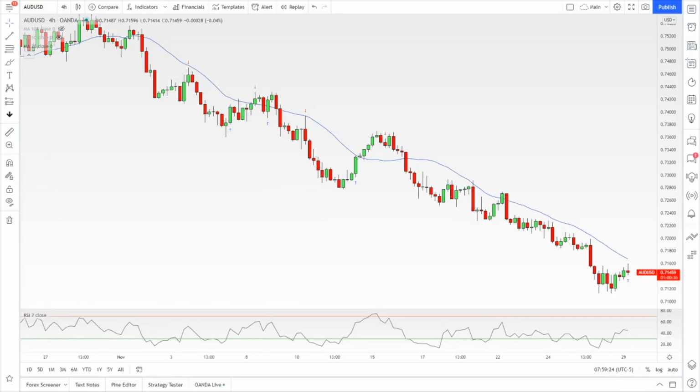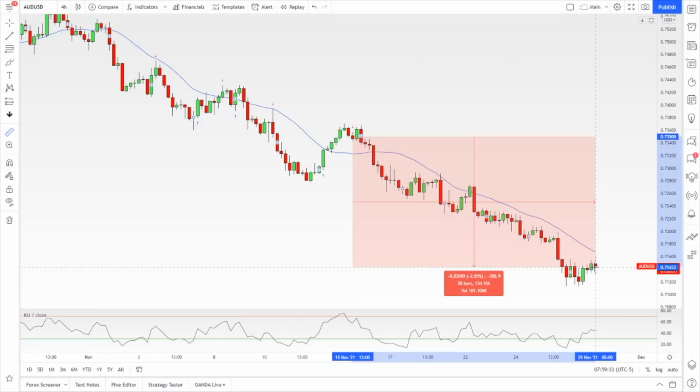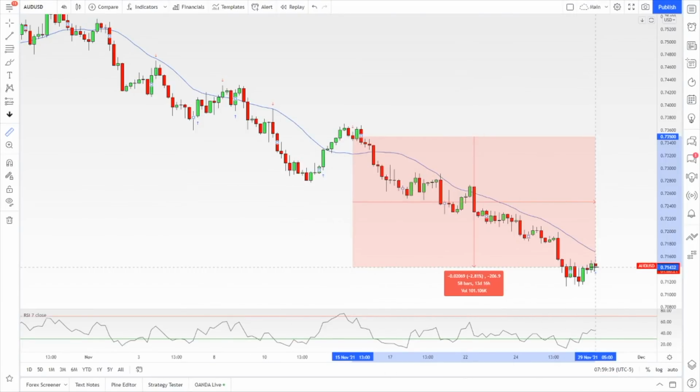All right, you guys, and we are officially out of the AUD USD short. This thing lasted several days. Let's see how many it actually did. So it lasted a total of 13 days, which is a long-term trade for me, or at least in terms of my Forex swing trading account. That would be considered long for me.